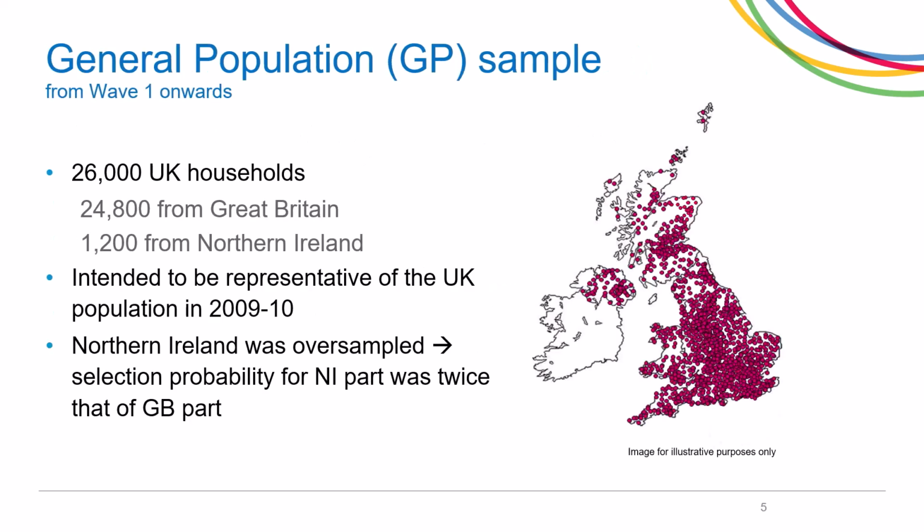Starting with the general population sample, also known as the GPS, which consists of approximately 24,800 households from Great Britain and around 2,000 from Northern Ireland. It is intended to be representative of the UK population in 2009 to 2010, but addresses in Northern Ireland were chosen with twice the selection probability as compared to the GB part.